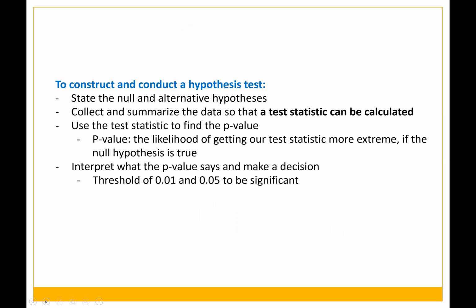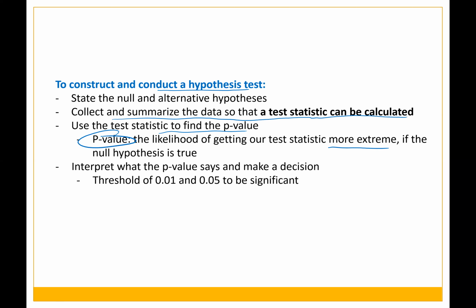To construct and conduct a hypothesis test, as I briefly mentioned, we need the null and alternative hypothesis. But before that, you should be able to identify the question of interest and what you are trying to determine based on this experiment. Then collect and summarize the data so that a test statistic can be calculated. Use the test statistic to find the p-value. Here the definition of the p-value is the likelihood of getting a test statistic as extreme as ours if the null hypothesis is true. Then interpret what the p-value says and make the decision.